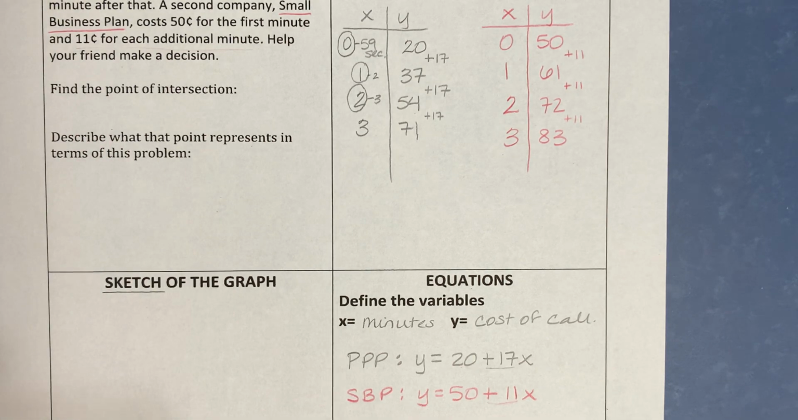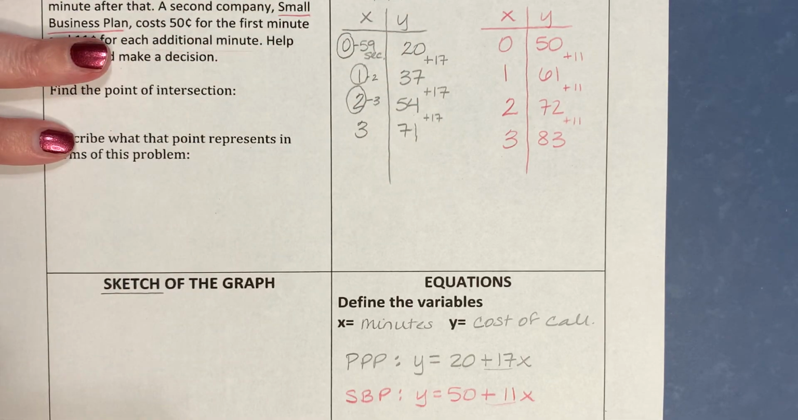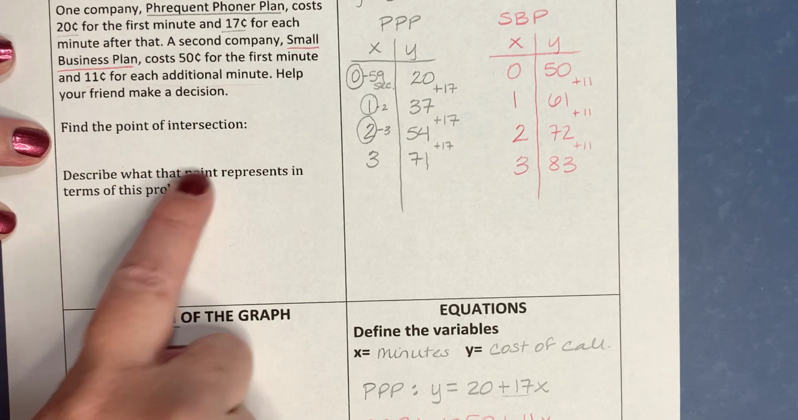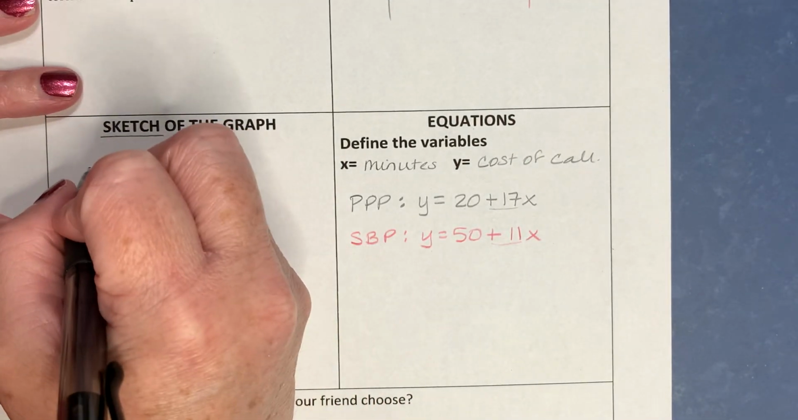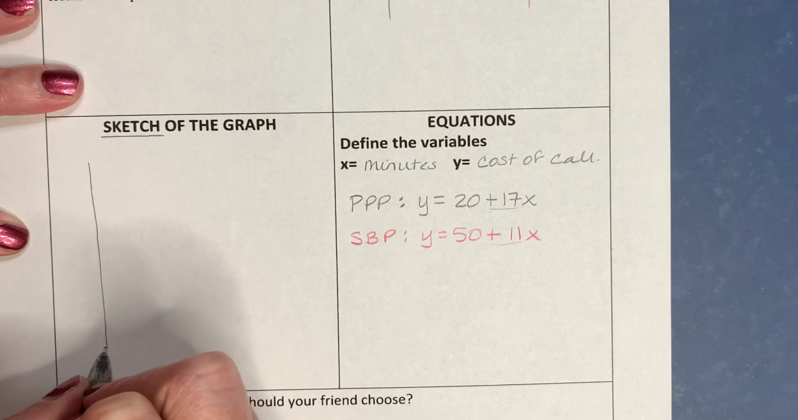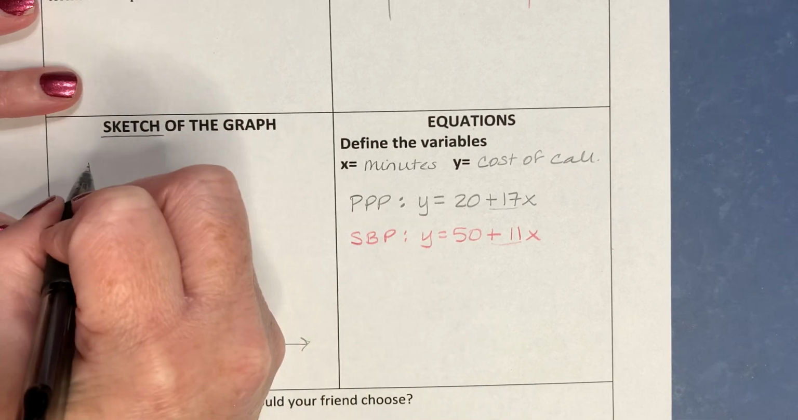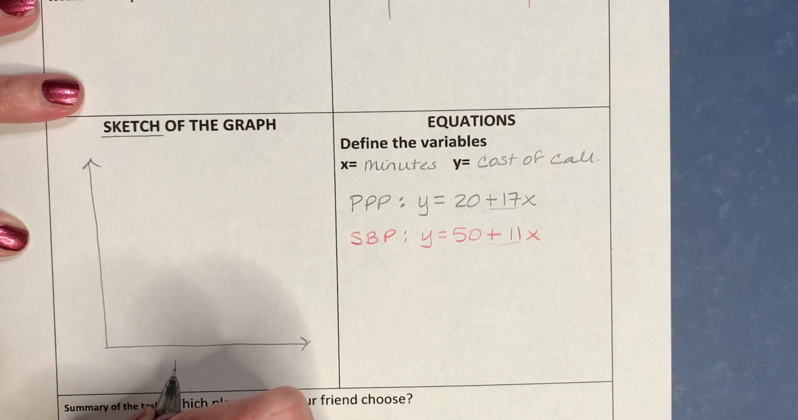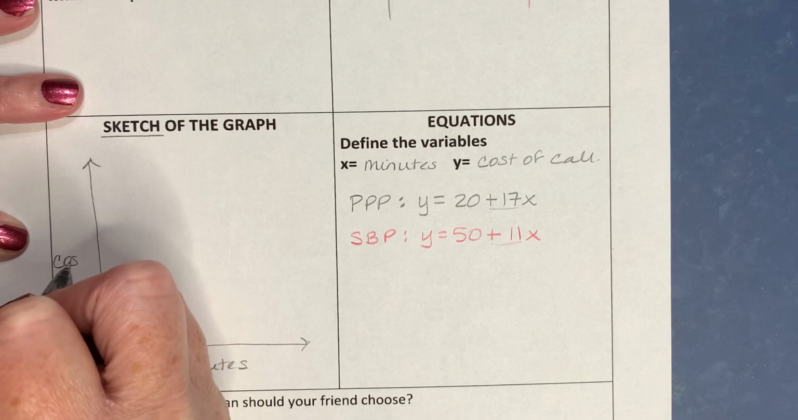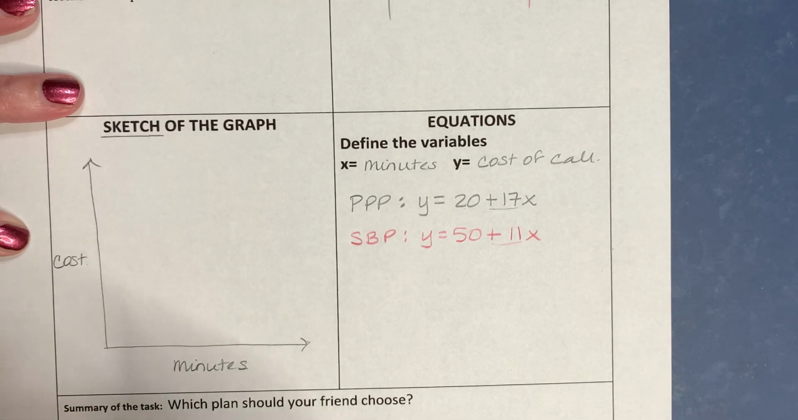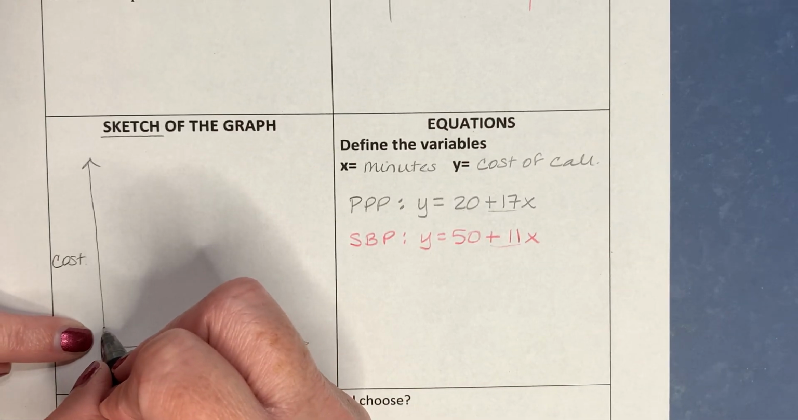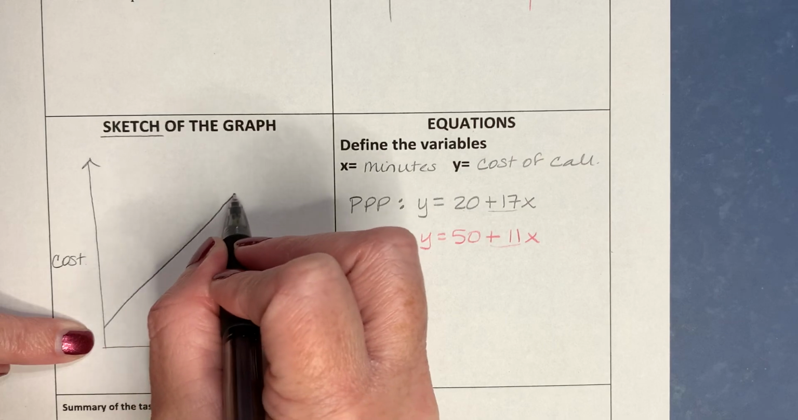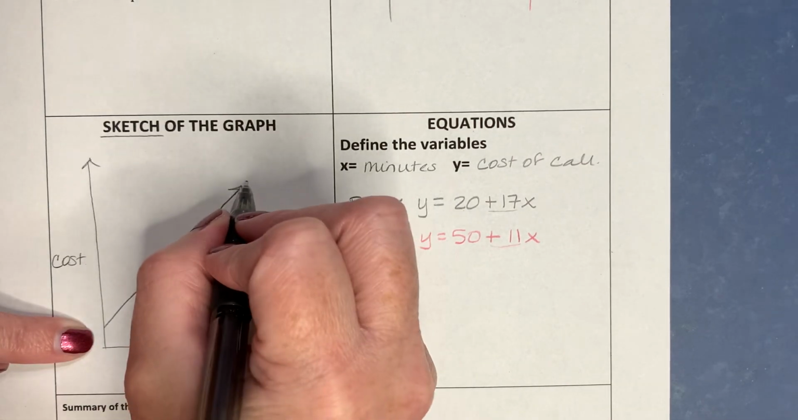All right, so we've got equations, we've got a table, we've got words. We need to find the point of intersection. Where do these lines cross? So that's what we're going to do. We're going to make a sketch. And in class, we went to Desmos and did this. This is going to be minutes, and this was cost. So this frequent phoner plan started at 20 cents and went up.